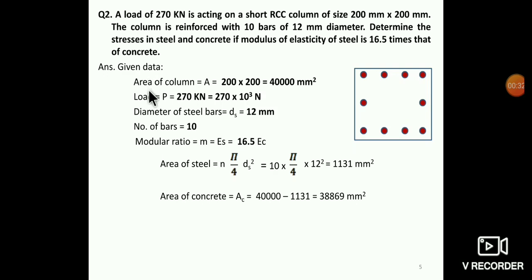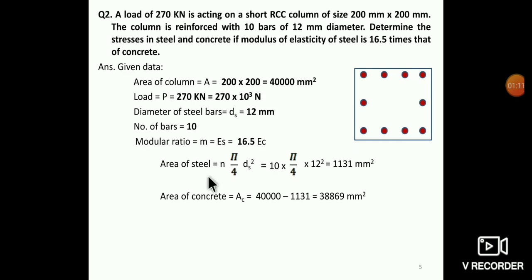So write the given data. Area of column is given as 200 into 200 means 40,000 mm square. Load P as 270 kilonewton means 270 into 10 to the power 3 Newton. Diameter of steel bars is given as 12 mm. Number of bars are 10 and modular ratio is given as m is equal to Es equals 16.5 times Ec. How did this equation come? So read the question once again. If the modulus of elasticity of steel, means Es, is equal to 16.5 times that of concrete.